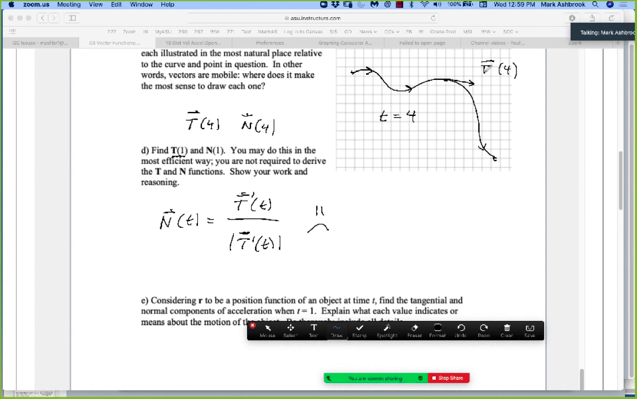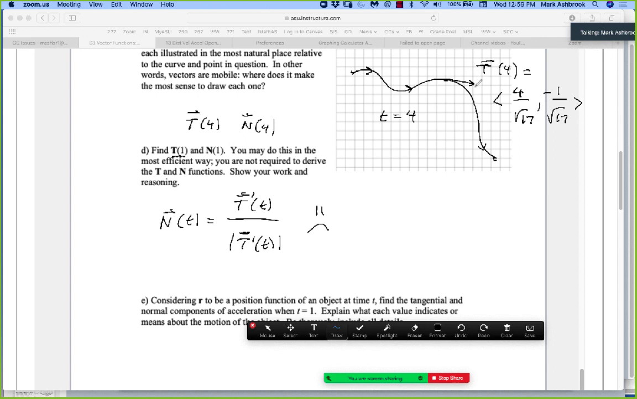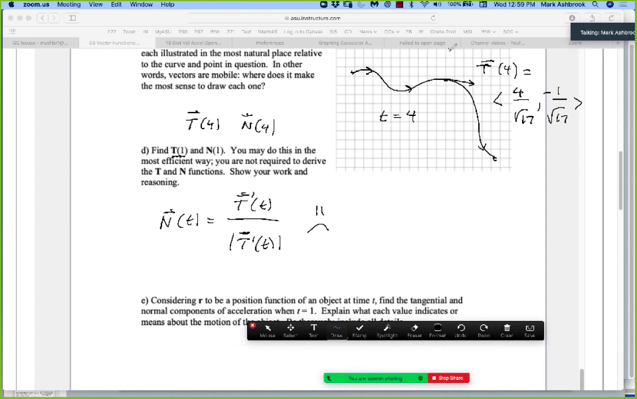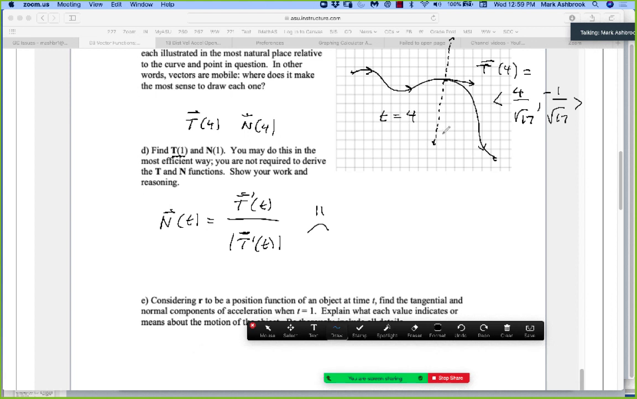And the way we can do that in R2 is to suppose this T of 4 was, say, positive 4 over radical 17 and negative 1 over radical 17, right? Because it's to the right and down. To the right is positive x, down is negative y. And so we know that the direction of the normal vector is the direction of turning, and it's orthogonal to T. So it's along this. So there's two possibilities for N. It would be kind of this up-ish direction or this down-ish direction.